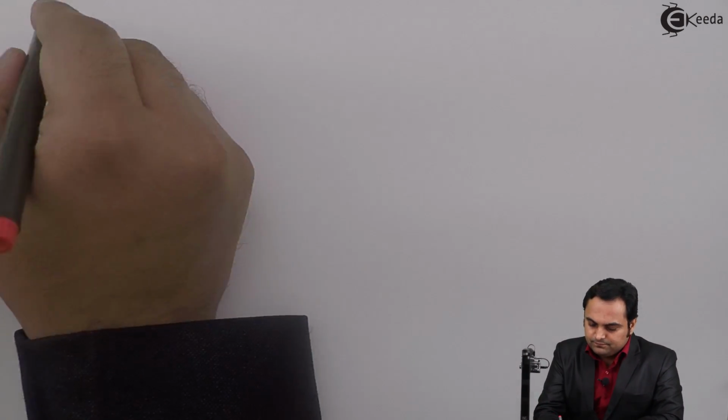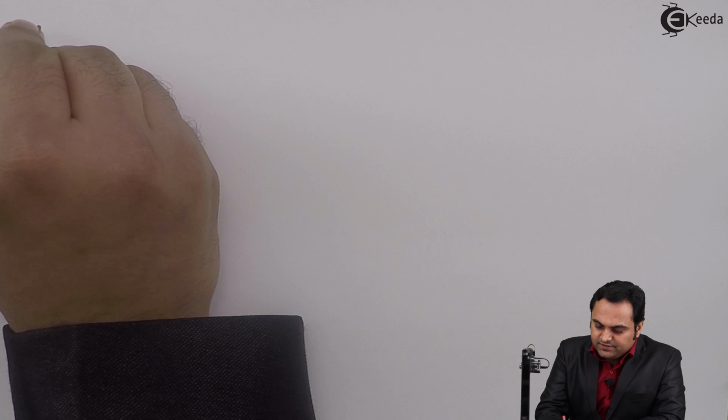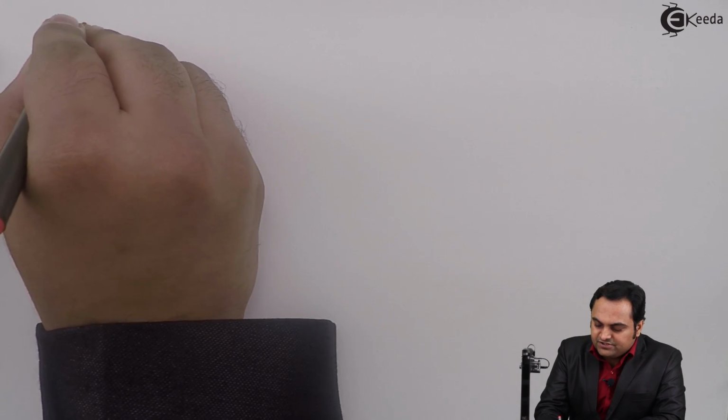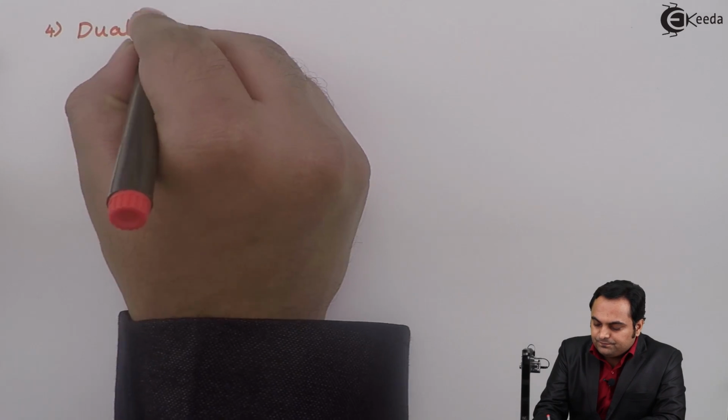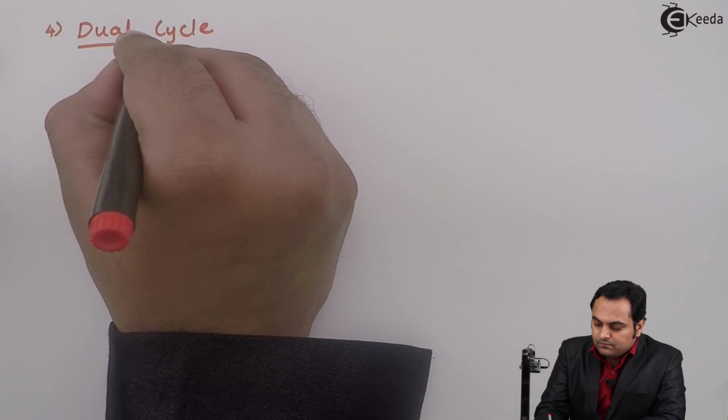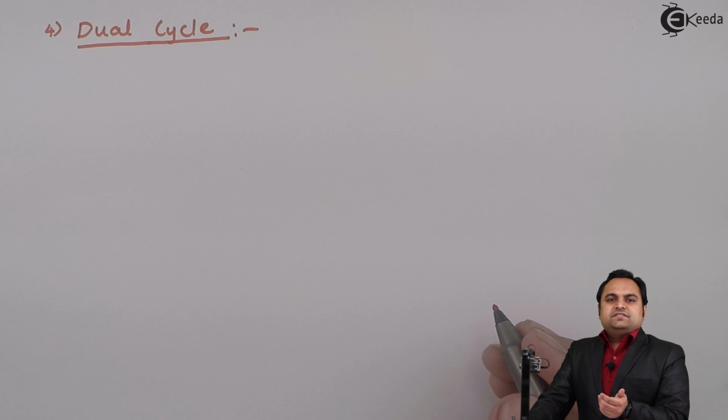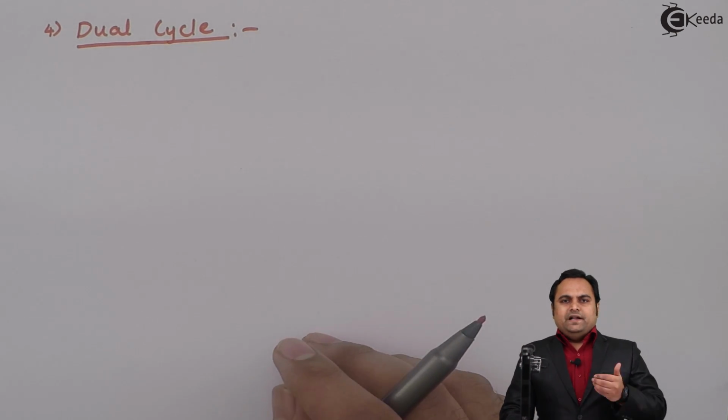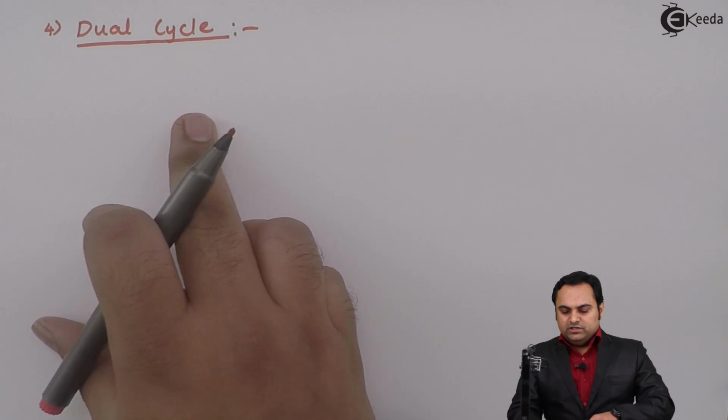Hello friends, here in this video we are going to see what is meant by dual cycle, and this is the fourth type of air standard cycle, that is after Carnot, Otto and diesel cycle. Here we have dual cycle.